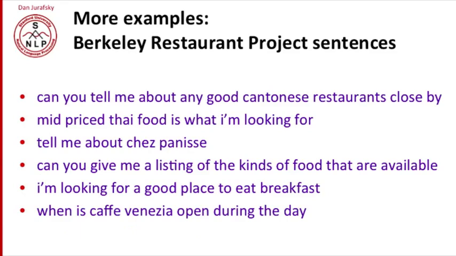So let's look at a larger corpus in order to get some more realistic counts. The corpus we're using here was collected from a dialogue system that answered questions about restaurants in the city of Berkeley, California. And here's the kind of sentences that were in this corpus. Can you tell me about any good Cantonese restaurants close by? Or mid-priced Thai food is what I'm looking for. Tell me about Chez Panisse. Now here are some sentences, and let's compute some n-grams based on these sentences.